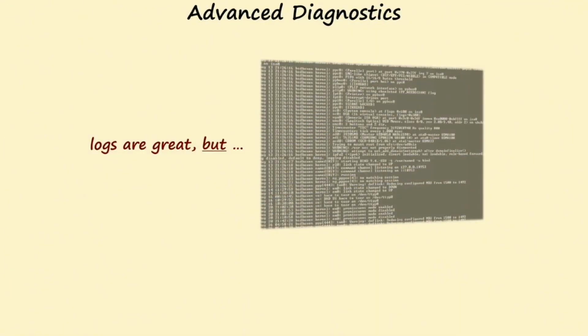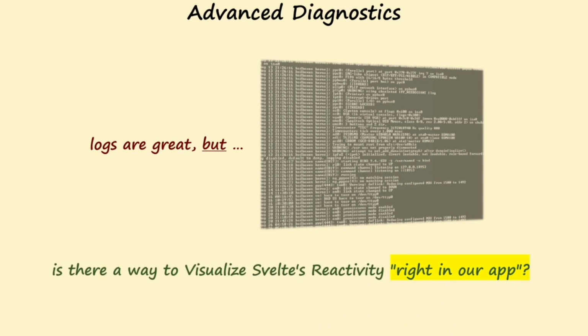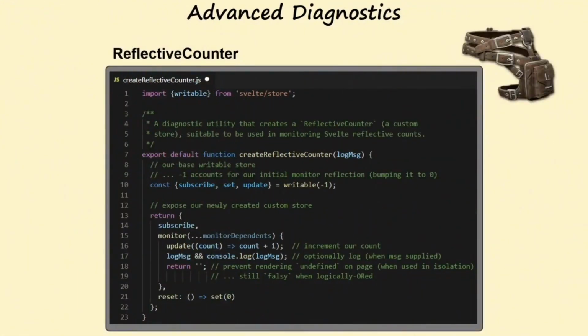Well, logs are great, but depending on how many probes we have, it may be tedious to correlate them to our snippets. It'd be nice if there was a way that we could actually see Svelte's reactivity right in our application. So here is a simple utility called Reflective Counter. That's actually a reflective store that maintains a count of every time a snippet is executed. In its rudimentary form, it is basically a simple counter. However, its API is tailored to be used as a reflective monitor.